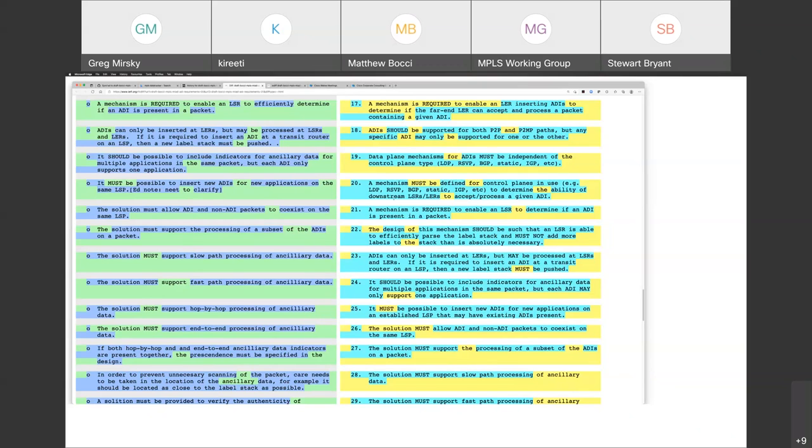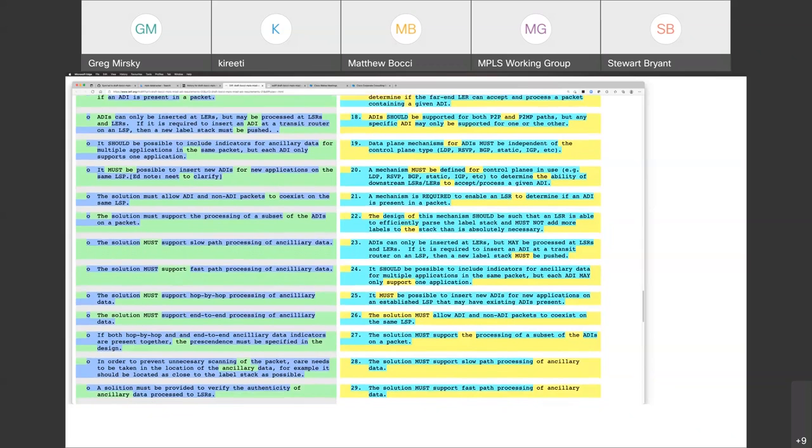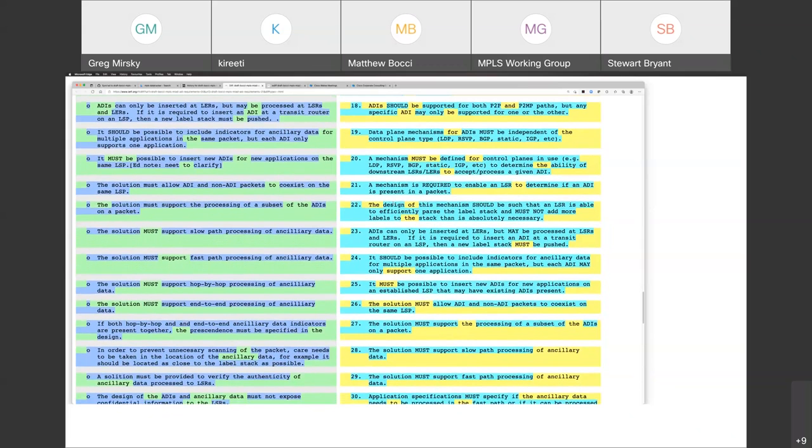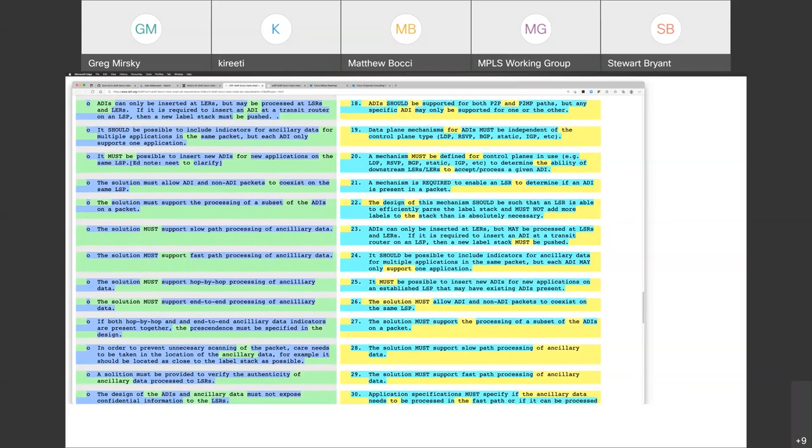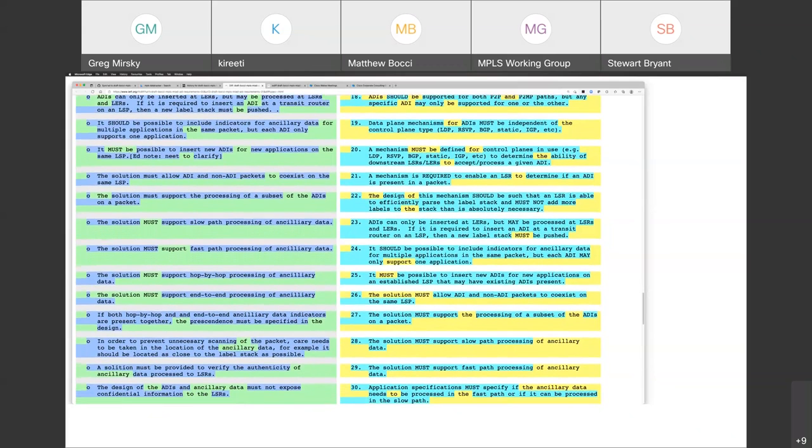Right. A mechanism is required to enable an LSR to determine if an ADI is present in a packet. I think that's obvious, is it not? This is the same discussion we had the other day. What is, John? The presence of an ADI may, well, we don't want to wander into design choices, that's all. Oh, I see what you mean. I see what you mean.